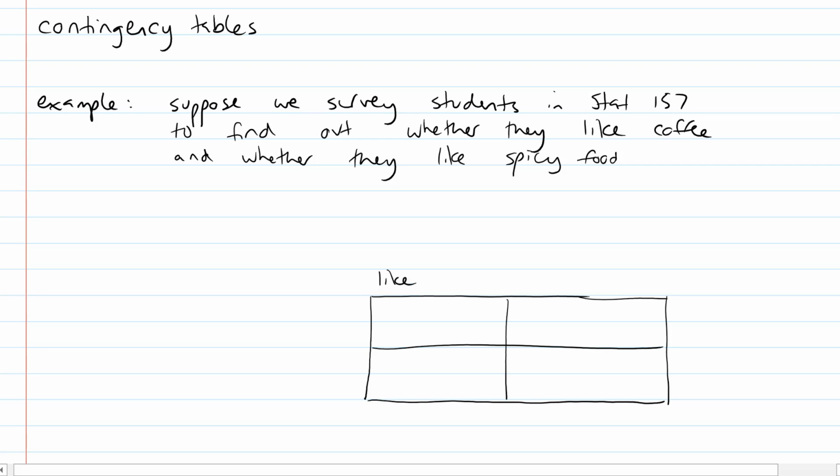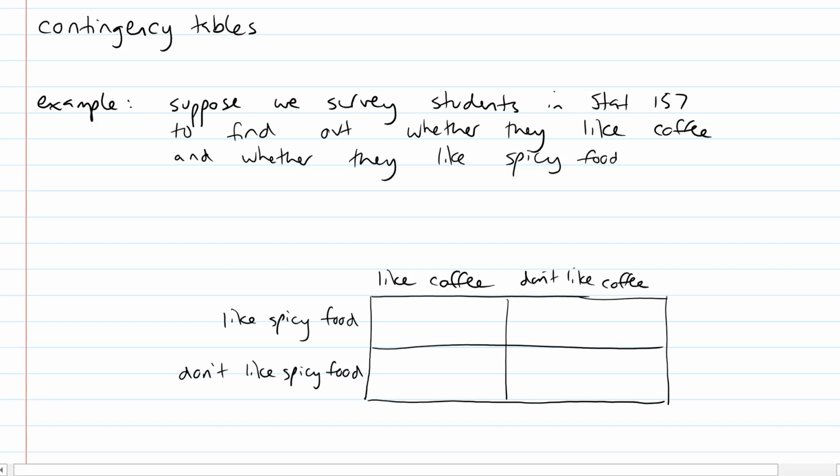Where we label the first column as like coffee and the second as don't like coffee. And I am definitely in that second column. I do not like coffee. And then there's like spicy food. And I very much like spicy food. So I would be basically in the top left corner here, or top right corner. So like spicy food and don't like spicy food.